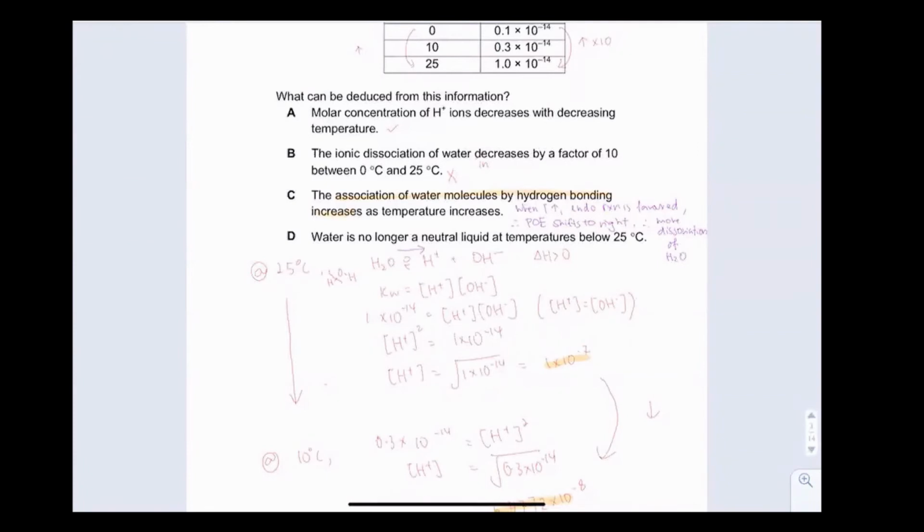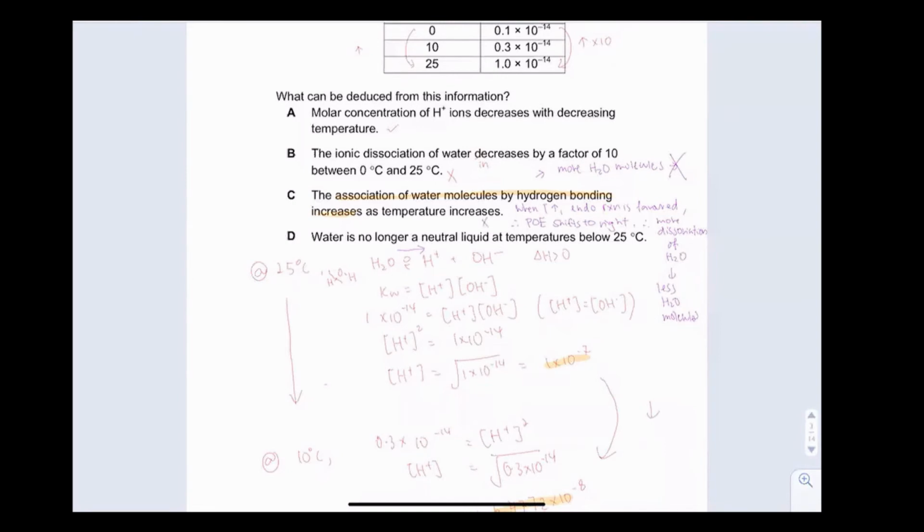Well, in order for association of water molecules by hydrogen bonding to increase, it means that there are more water molecules. Because only when it exists as molecules can you have hydrogen bonding, right? So therefore, this is wrong. Because as temperature increases, there's more dissociation of H2O. Therefore, there should be fewer water molecules and more H+ and OH- ions. So over here, this concept is wrong.